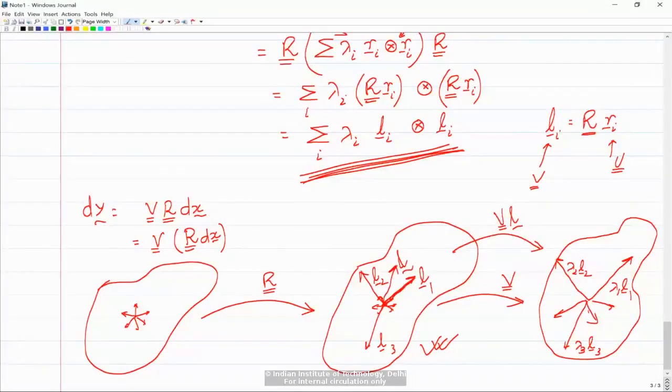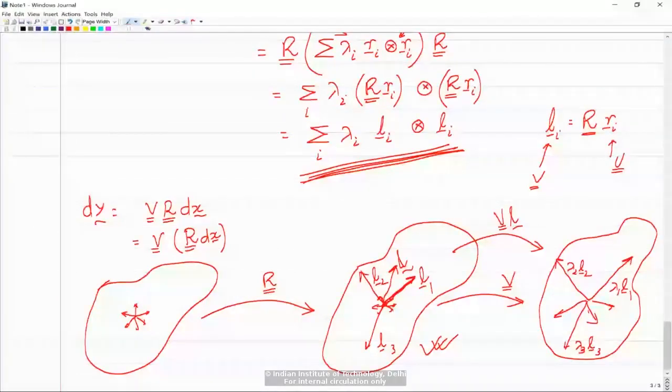Change in orientation means, sir? It means the angle, the orientation, the direction of L will also change. Okay, sir. But for these three, L1, L2, L3, being the eigenvectors of V, their direction does not change. They are only undergoing change in length.